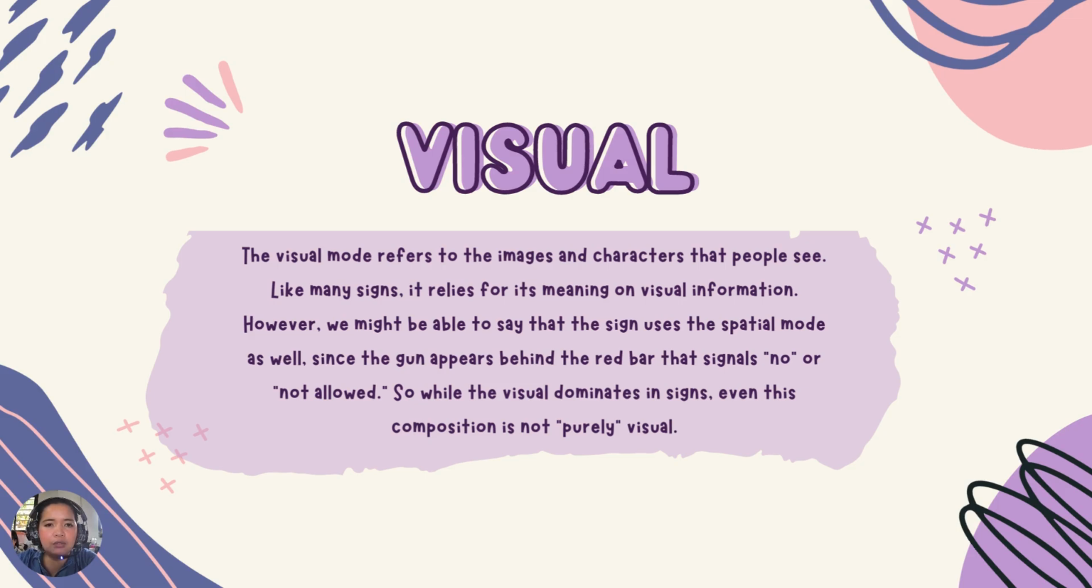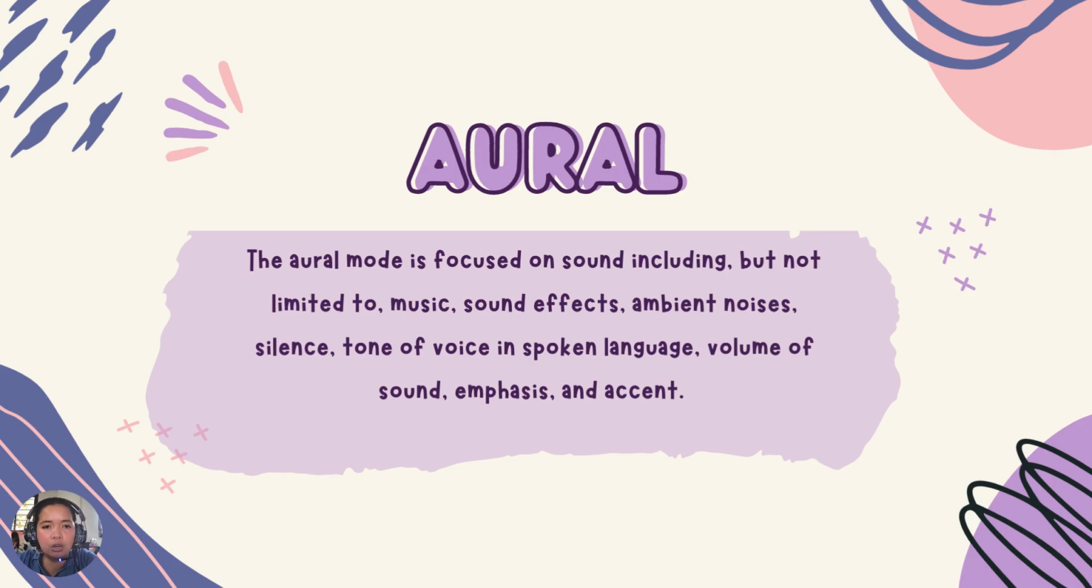So let's proceed. When we talk about visual, this refers to the images and characters that people see. Like signs, that means having visual information, and then something about the sign using the spatial mode, and some of the objects that can be seen in the context of communication. So the visual dominates signs, even though this composition is not purely visual.